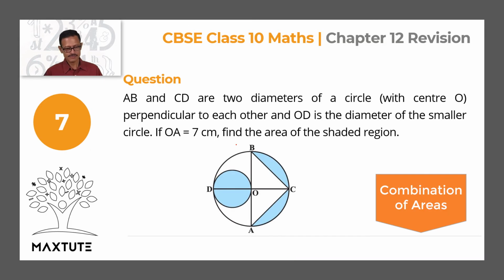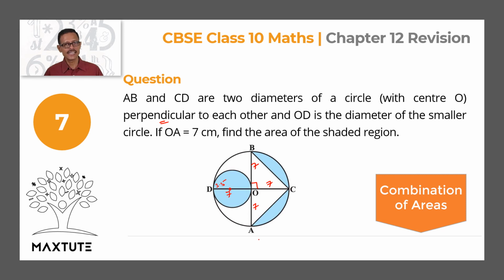The last question. AB and CD are 2 diameters of a circle whose center is at O. And these 2 diameters are perpendicular to each other. OD is the diameter of the smaller circle. OA is equal to 7. OA is one of the radii. The radius in any one part is 7. The radius in all parts is going to be 7. So OD, the diameter of the smaller circle, is 7. The radius of the smaller circle is going to be equal to 3.5.